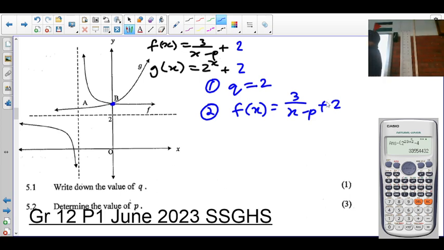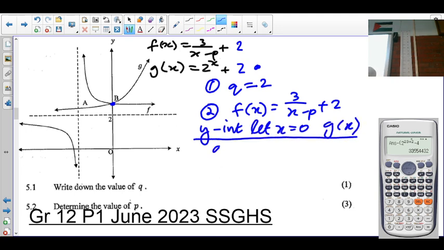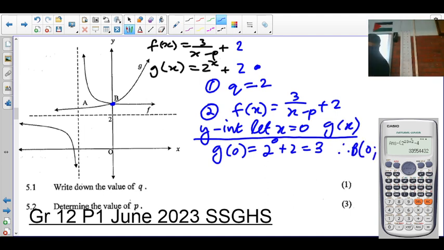Now, B is your y-intercept of both f of x and g of x. Okay? Because g of x equation is already defined, we can now say the y-intercept, we let x equal to 0 of g of x. So g of 0 is equal to 2 to the 0 plus 2, which gives me an answer of 3. So therefore B's coordinate is 0 and 3.